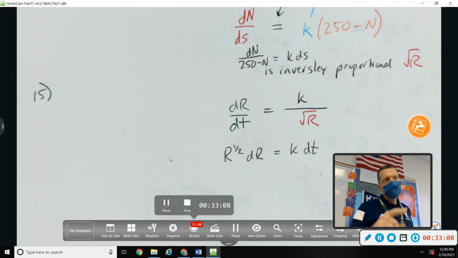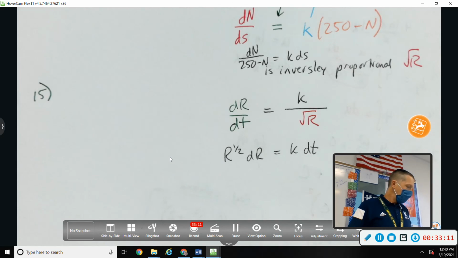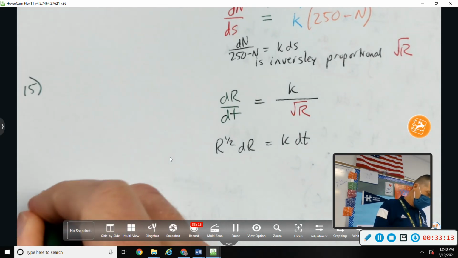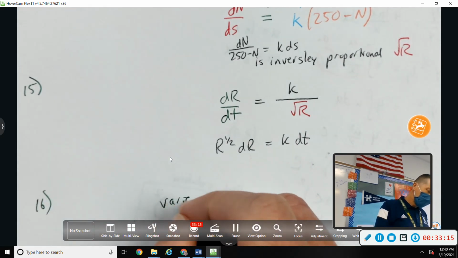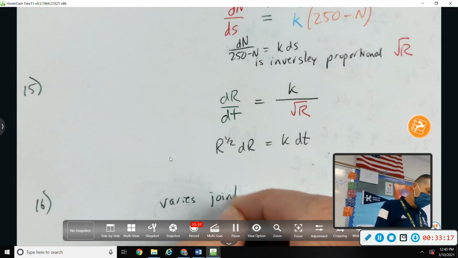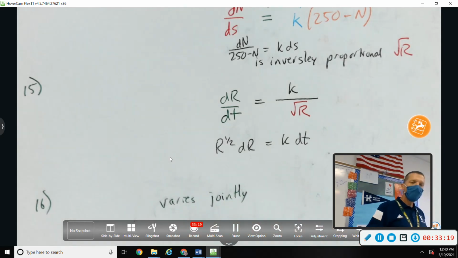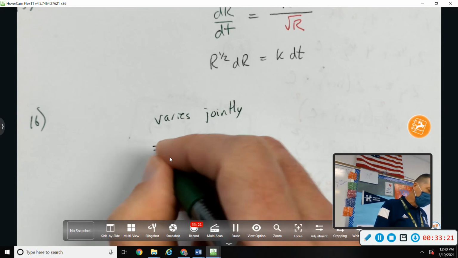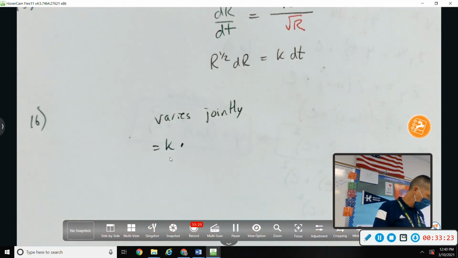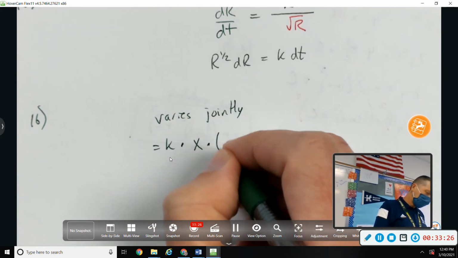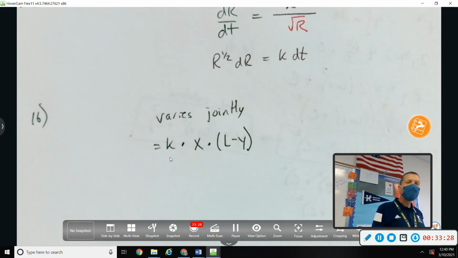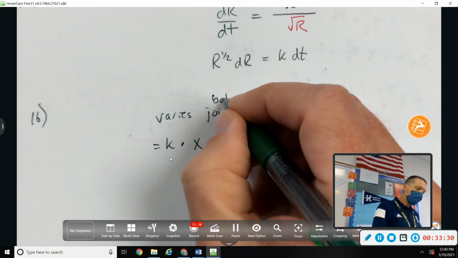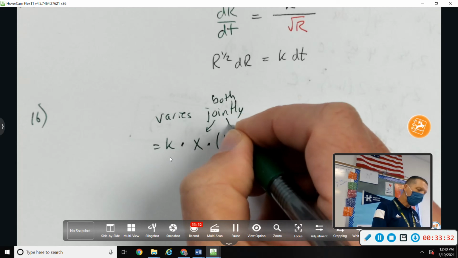What does varies jointly mean? It means both. Varies jointly. So that would mean equals k times x and L minus y. So it means varies both with x and L minus y.